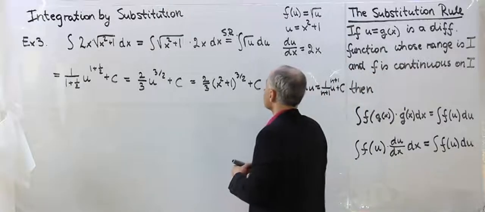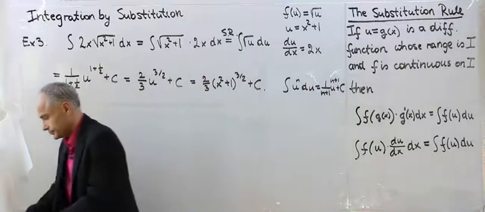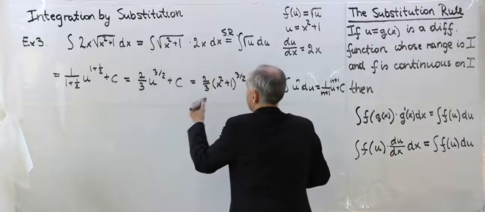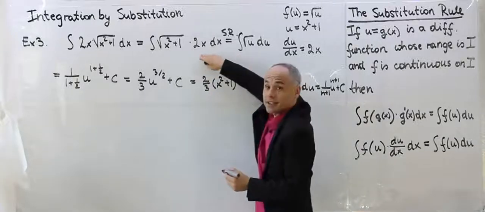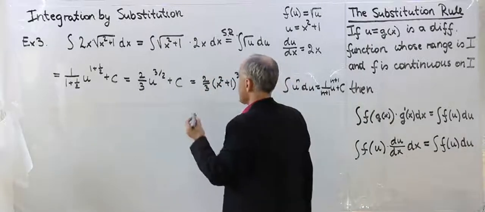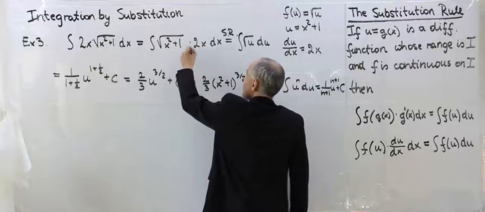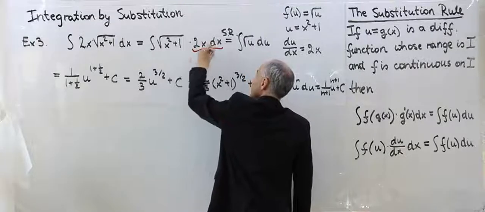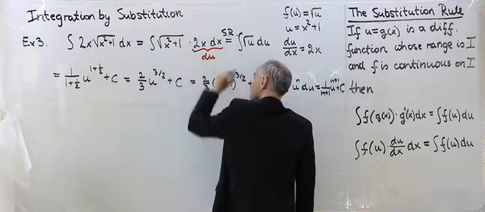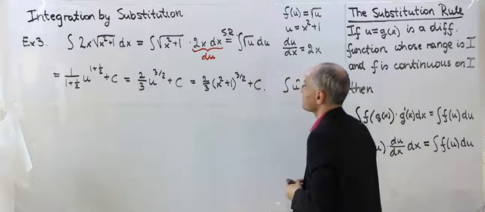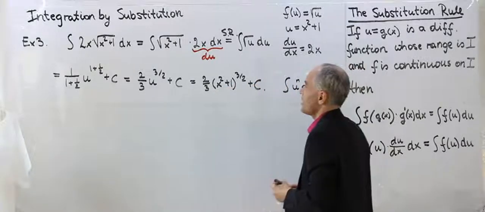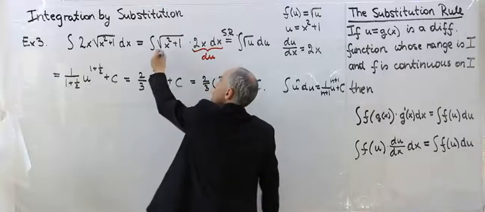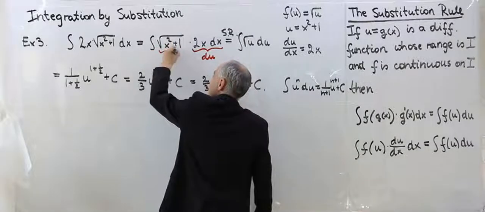Notice that I could interpret this equation and group it as follows. 2x dx, I could think of it as just du. And the square root of x squared plus 1, that's f of u.